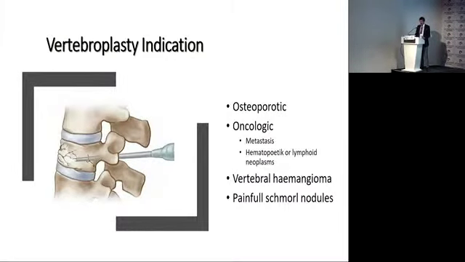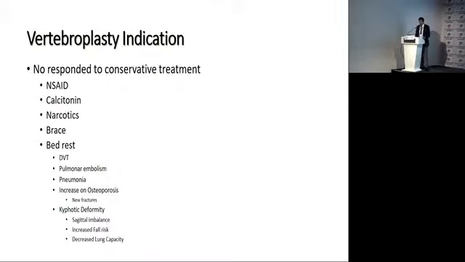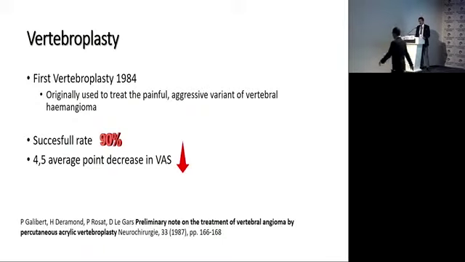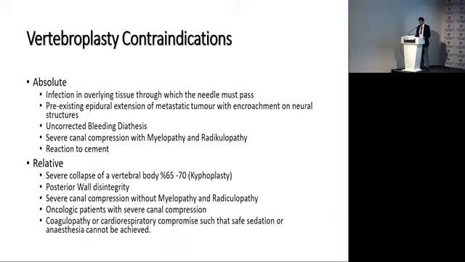What are the vertebroplasty indications? As you know, it's osteoporotic fractures or oncologic fractures, like metastasis or hematopoietic or lymphoid neoplasm, or vertebral hemangiomas and painful small nodules, with no response to conservative treatment, of course. The first vertebroplasty was made in 1984, and the success rate reached 19%, with a 4.5 average point decrease in VAS.